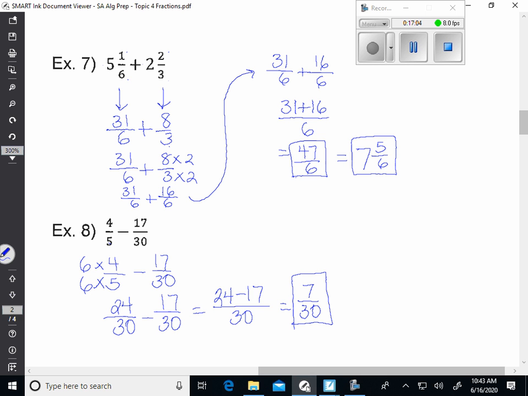So now we've gone through each of the scenarios for adding, subtracting, multiplying, and dividing. Remember, adding and subtracting has the two cases, whether the denominators are the same and when they are different. So now we're going to go ahead and start navigating through some word problems.